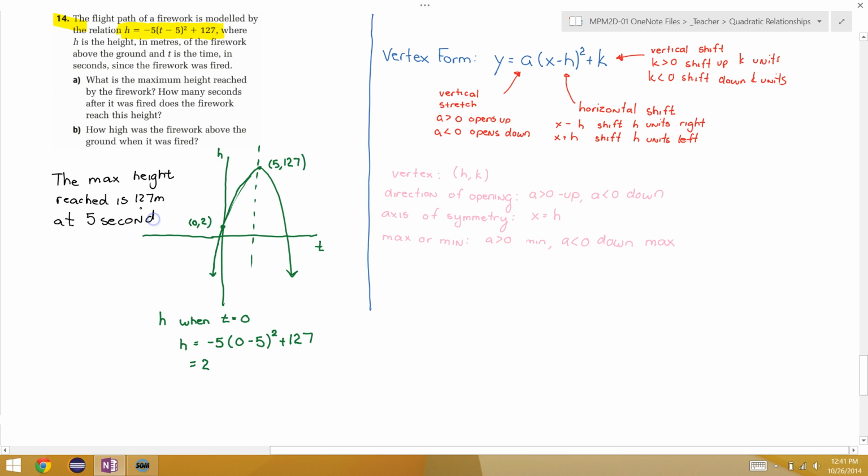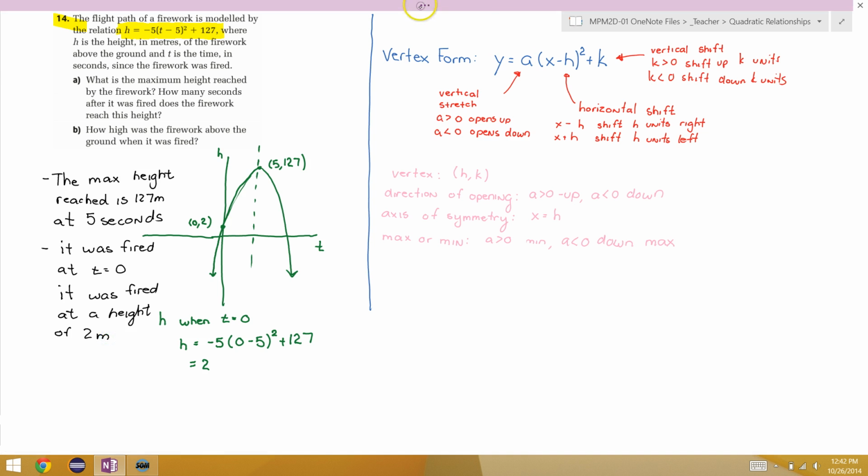The second part says how high was the firework above the ground when it was fired, and so part B, it was fired at t equals 0. So that's the main idea here. So therefore, if it was fired at t equals 0, we just substitute 0 like we did down here, and we get it was fired at a height of 2 meters. So I hope that helped.